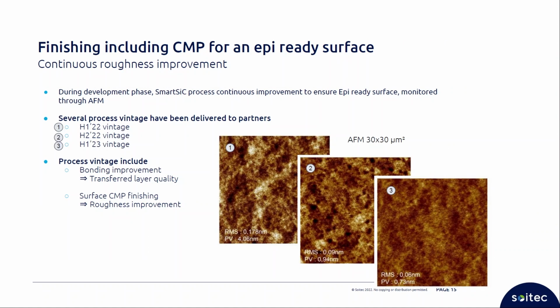Once we transfer, we have a SmartSiC after the splitting. We need to finish. The finishing is some SiC polishing. We need to have low roughness to be epi-ready.